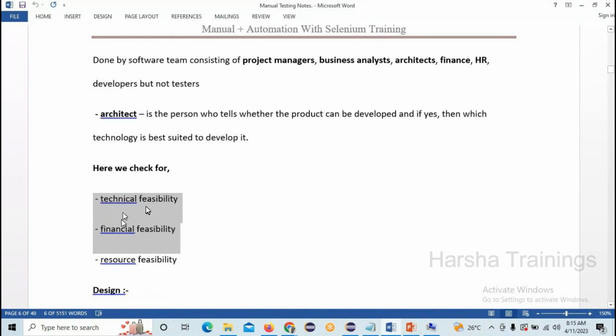Yes, yes. And here you can see the project manager is the manager who manages the project. The business analyst takes the requirements from the customer. Finance takes care of all the financial matters of that company. HR is human resources, for recruitment. But who is the architect? An architect is a person who tells whether the product can be developed, and if so, which technology is best suited to develop it.